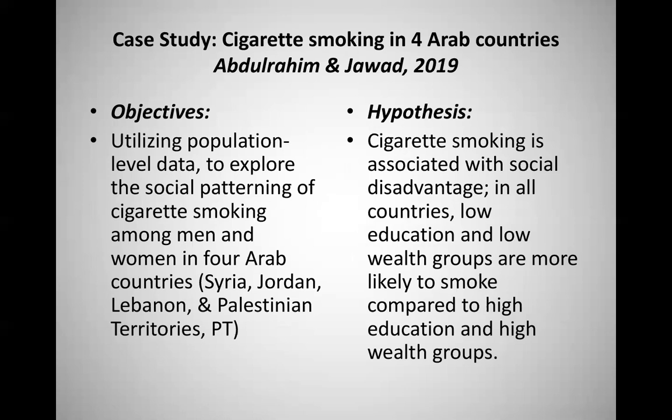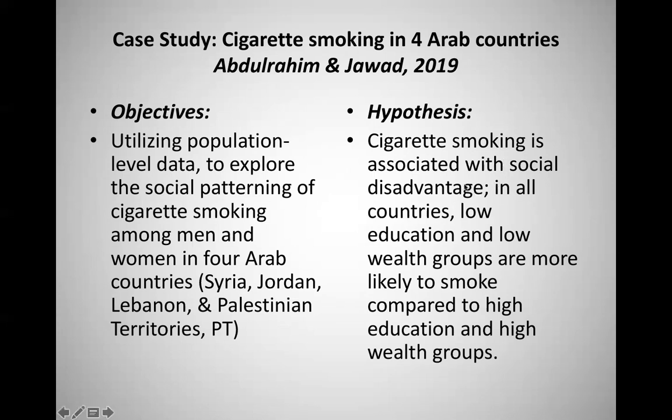So the objectives of the study was to utilize population level data to explore the social patterning of cigarette smoking among men and women in 4 Arab countries. We looked at Syria, Jordan, Lebanon, and Palestine. I only show you for your assignment the data for Syria and Lebanon.